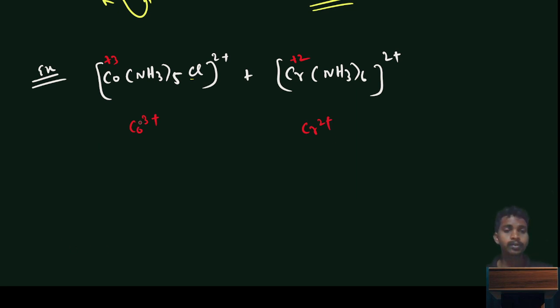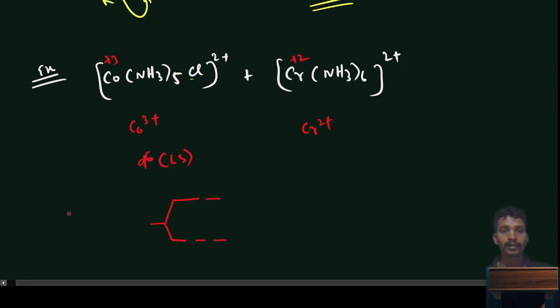This cobalt 3 plus means d6, and if it is cobalt 3 plus, all are strong field ligands, because for the 3d series with plus 3 oxidation state and cobalt, all are strong field ligands except the halogens and some like N3 minus, NH2 minus and SCN minus. Except these, all are strong field ligands. So this ammonia is also a strong field ligand, meaning low spin complex. So the electrons will be low spin: 1 2 3 4 5 and 6.